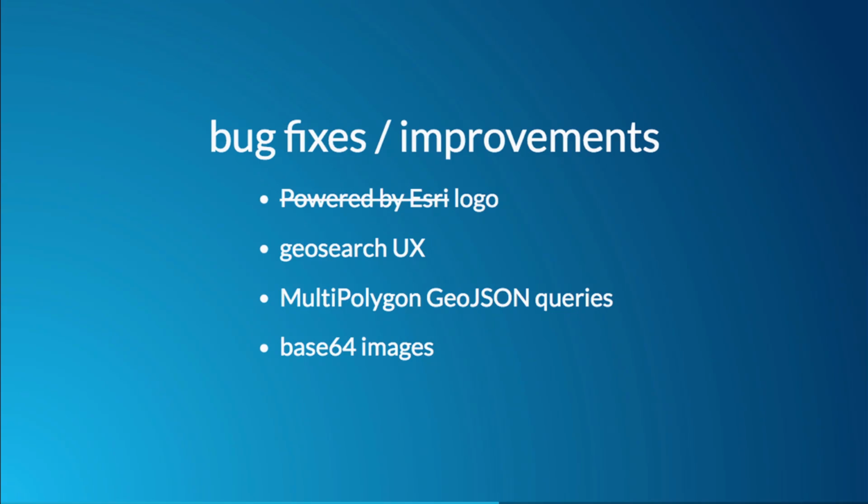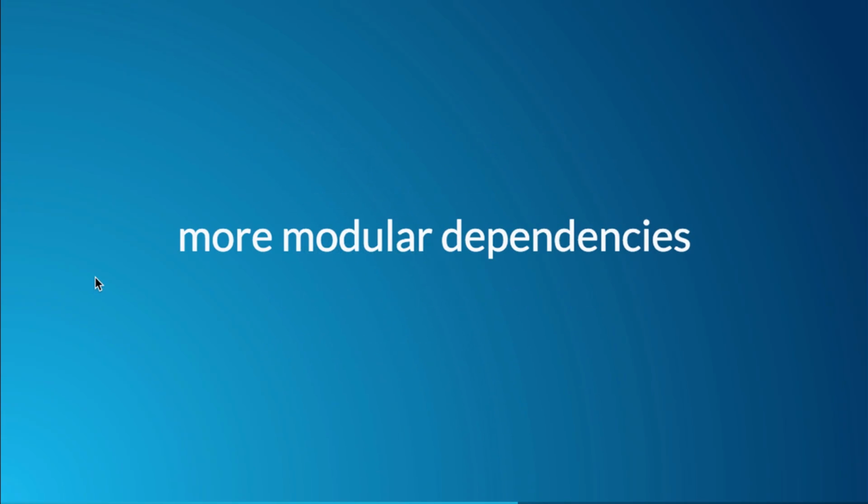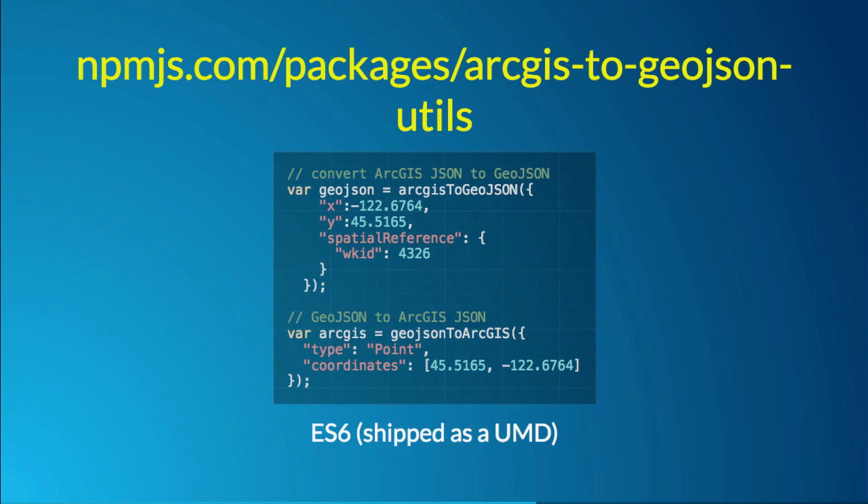We did some work on multi-polygon GeoJSON, base64 images that some ArcGIS server instances support, and some user experience stuff with regard to our geocoding, like address search and autocomplete, to capture some edge cases that were presented by users. We also broke out some of Esri Leaflet's dependencies and internal code into external generic libraries because we thought they might be useful to other folks. So there's three major ones here. The first one's published to NPM. It's called ArcGIS to GeoJSON utils.